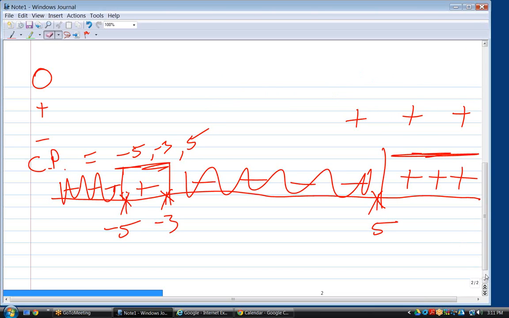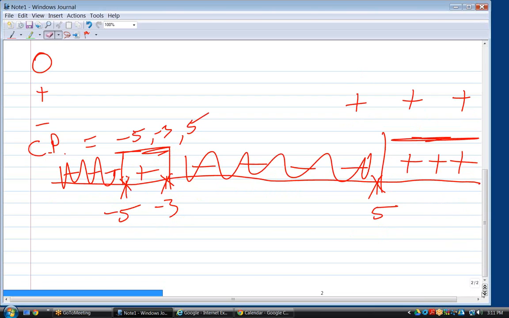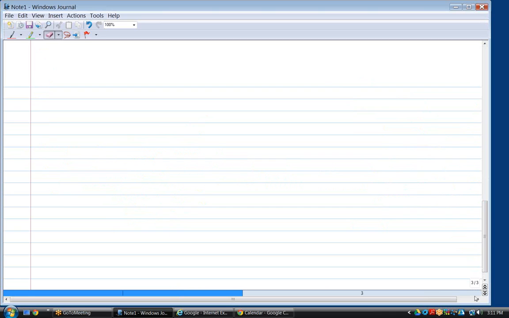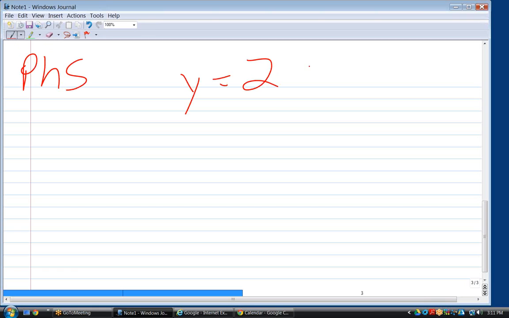Yeah. So, alright, what else? The next one is find the phase shift of y equals 2 minus 3 sine quantity 4x minus pi over 6. Like that? Yeah.